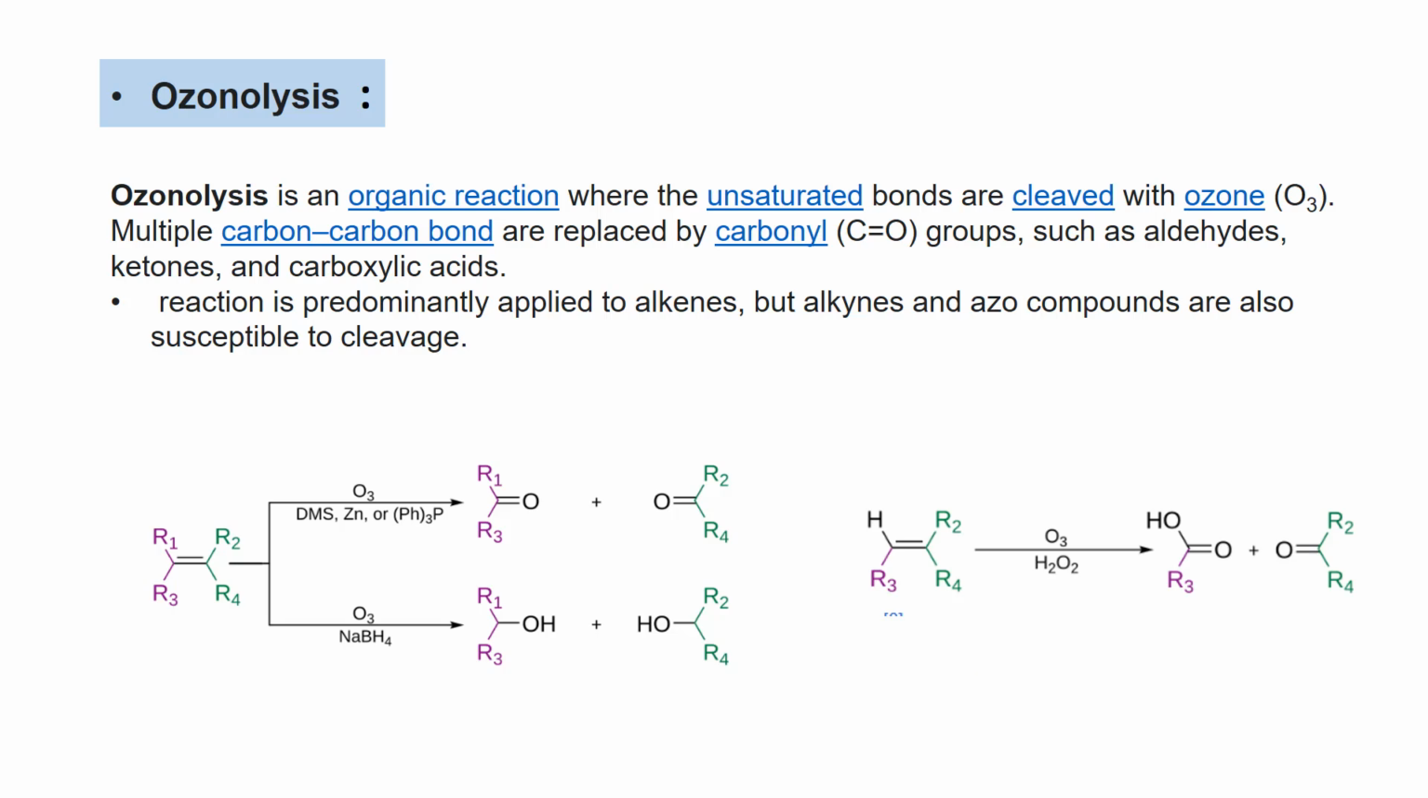So what will happen if you add ozone to this? A shortcut to remember: just cleave this double bond, separate this part and add oxygen. You will get this. Now there are two types of conditions. One is with zinc, PPh3 or dimethyl sulfide, and one is with H2O2.